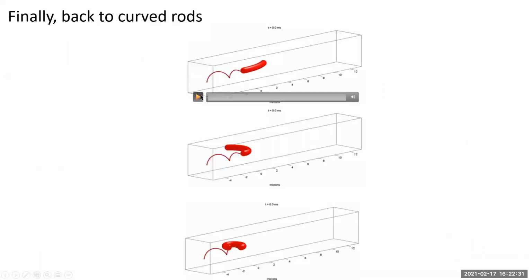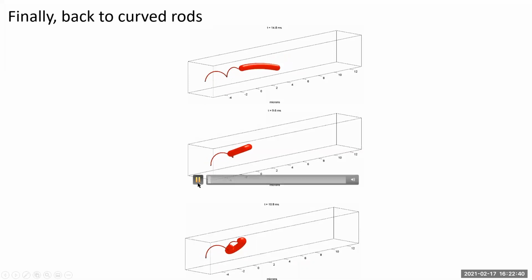Here are some more gratuitous videos of actual curved rods that I started looking at. So we have a long, slender, banana-shaped cell. Then we have these higher levels of curvature.